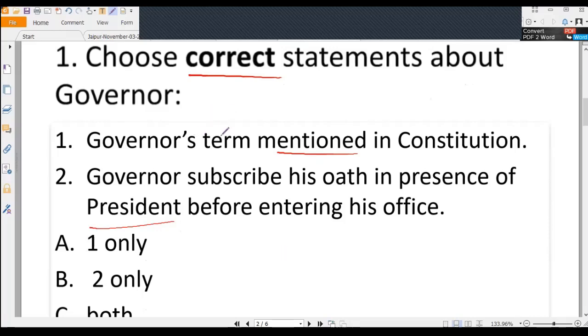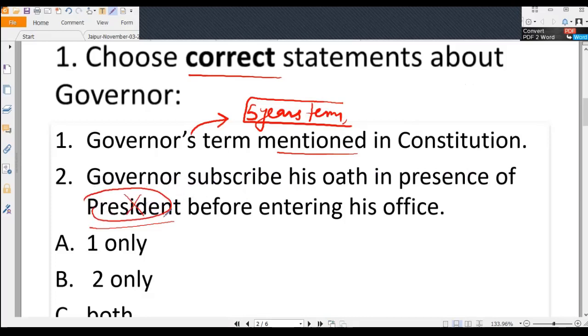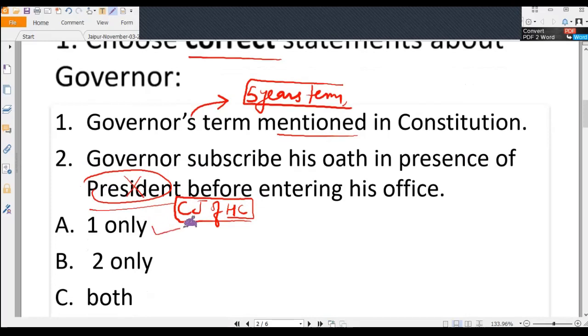As we have discussed, the Governor's term is mentioned in the Constitution, yes, it has a 5 year term subject to the pleasure of the President. Second statement, Governor subscribes his oath in presence of the President. No, this is wrong. Governor subscribes his oath in presence of the Chief Justice of the High Court. So A is the correct answer.